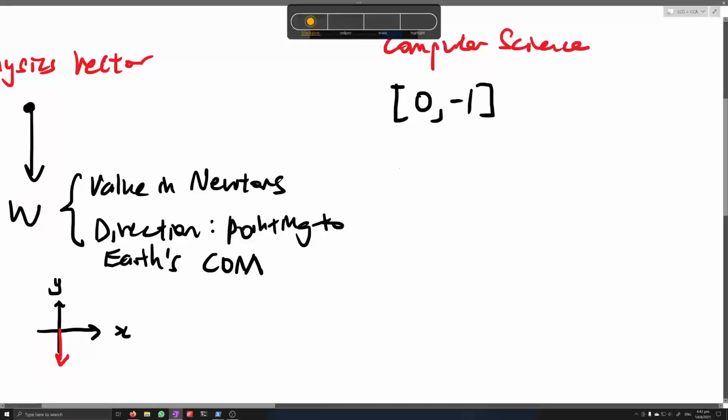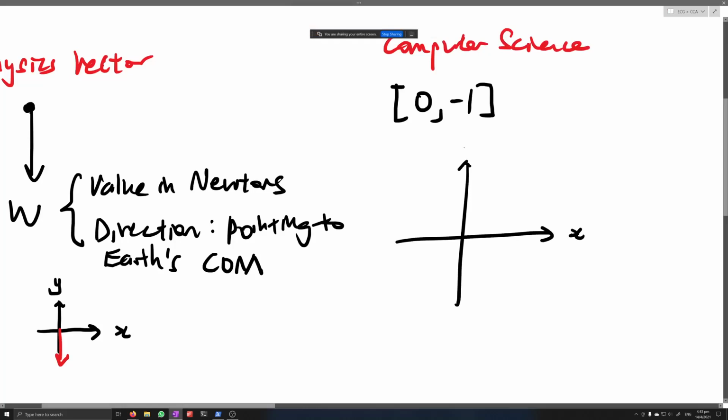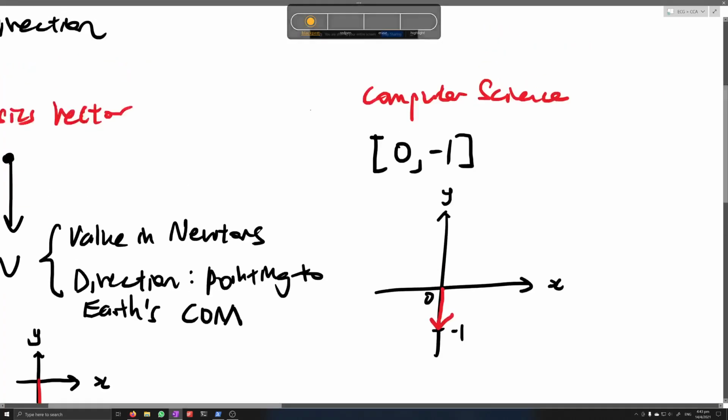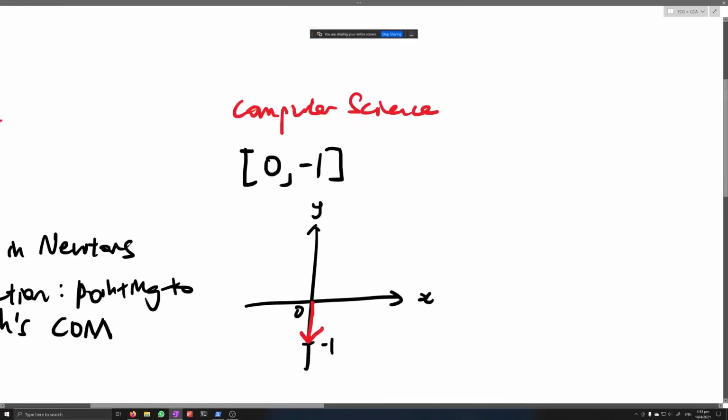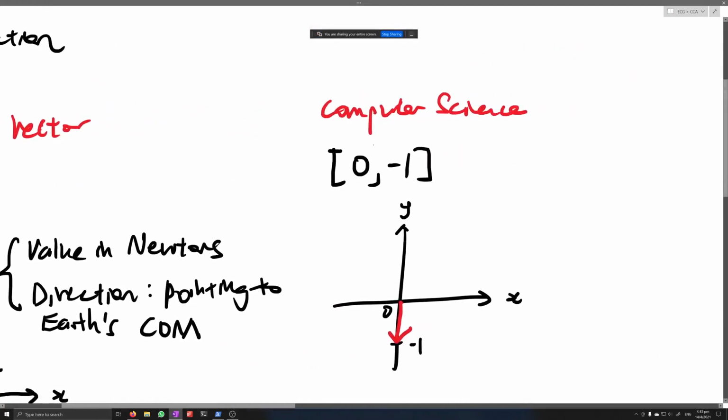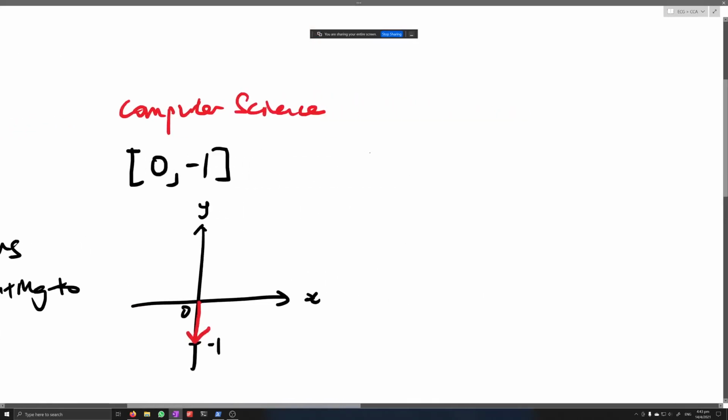It means essentially what you are doing is, if I were to redraw the axis here, we have 0 and -1 here, you are drawing a line from 0 to -1 with the arrowhead pointing downwards. That's how the computer science student likes to visualize vectors. So here we just have a very simple 2D vector.